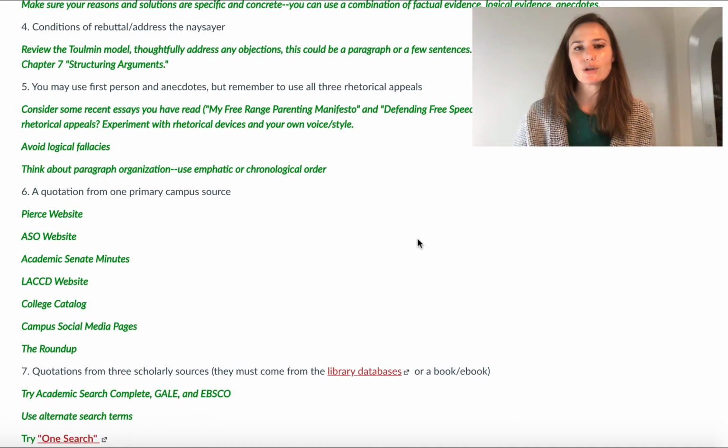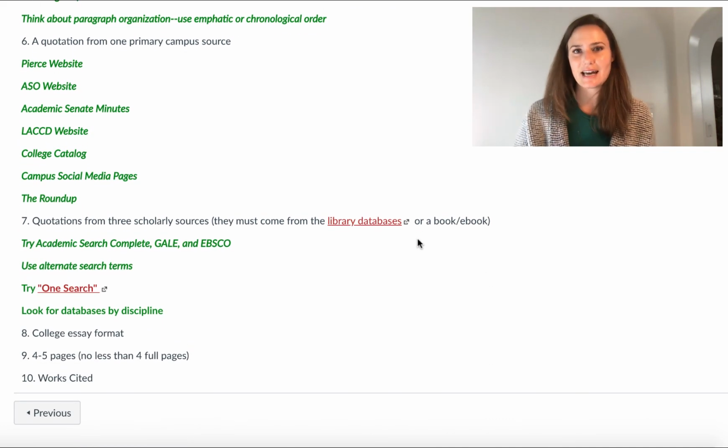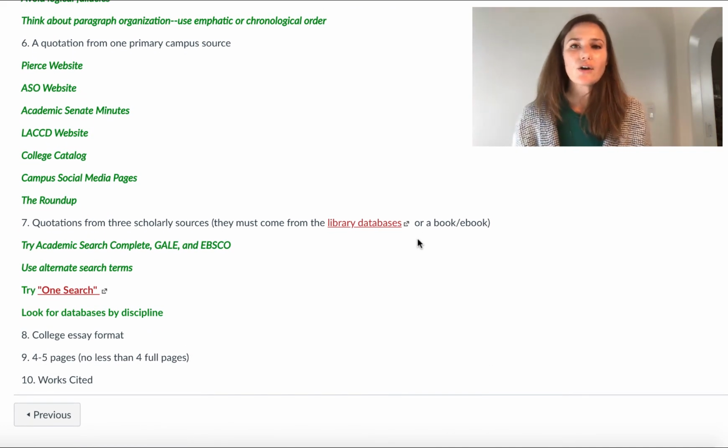Remember, you have to have quotes from primary sources as well as secondary sources. If you've forgotten what the difference is, please make sure you go back and look at that lecture. So for our purposes, a primary source is some sort of campus-specific source. So it could be a document from the Pierce website. Maybe you find an agenda or the minutes from an ASO meeting. You can find that on the Pierce website. If you go to the student section or the student tab, you can see ASO minutes from meetings.